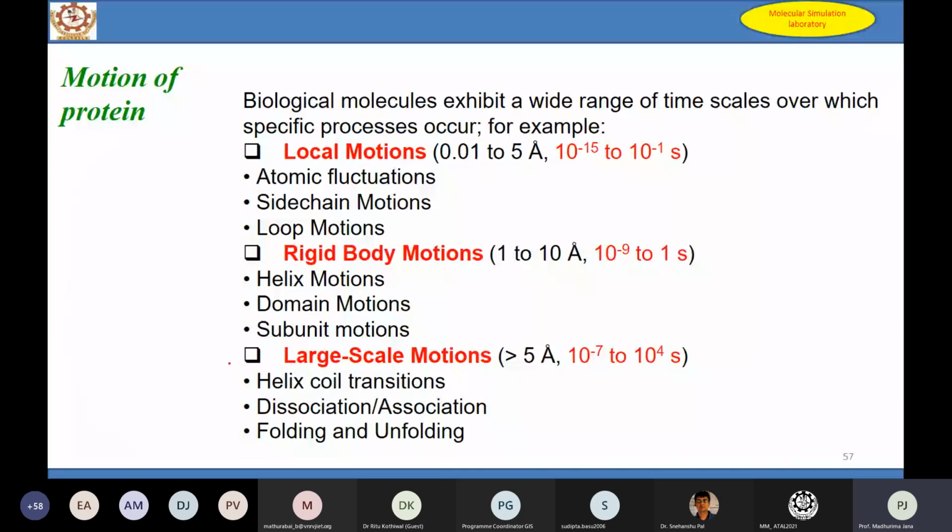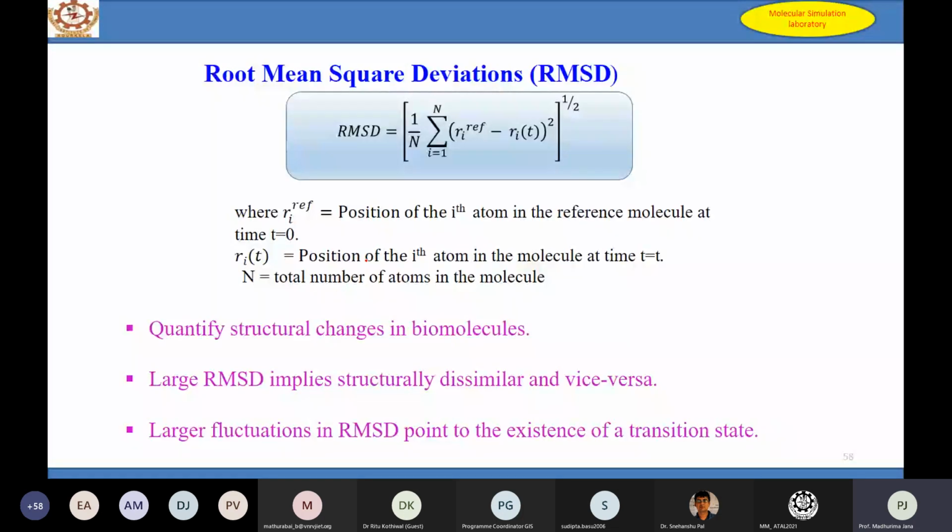So if you just want to know the conformational flexibility of the protein, it is very essential to calculate the root mean square deviation. Root mean square deviation is already mostly implemented in all the software. Otherwise, you can write your own program. This is what it does: there is a reference position, the initial reference position, and the instantaneous position. It will see the difference between the reference position and the instantaneous position for all the reference molecule from time t equal to 0 to time equal to t, and then it will quantify the structural changes in biomolecules.